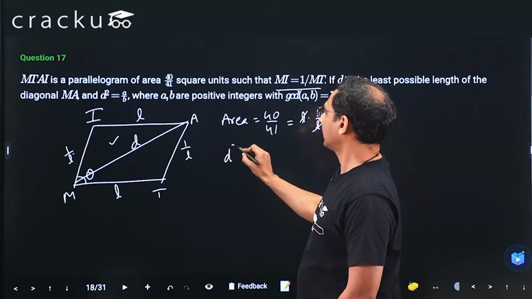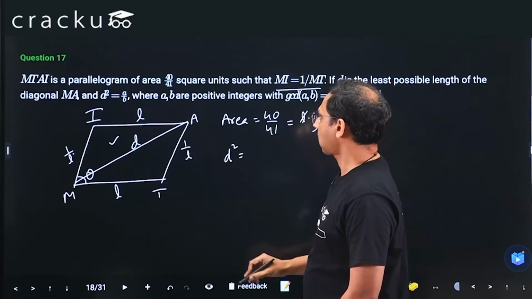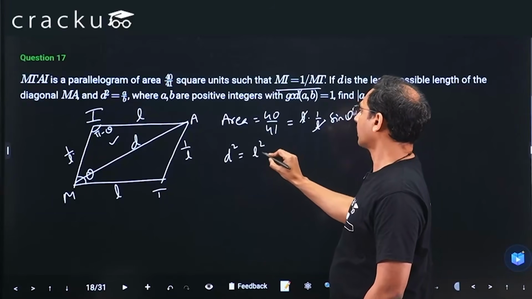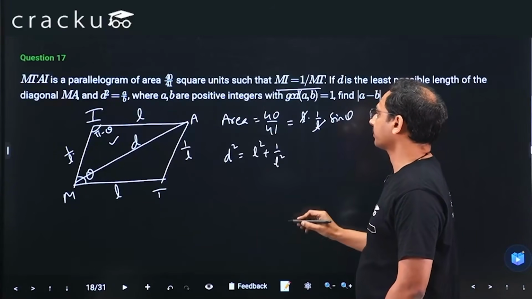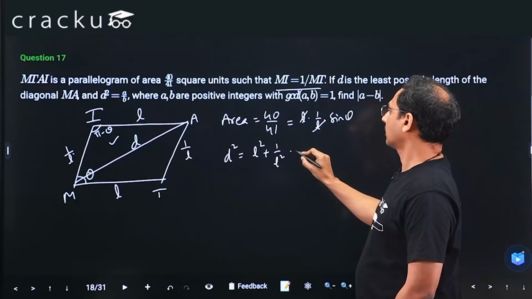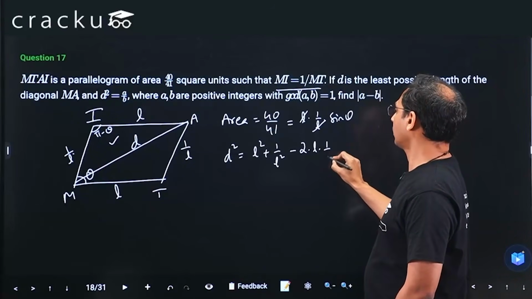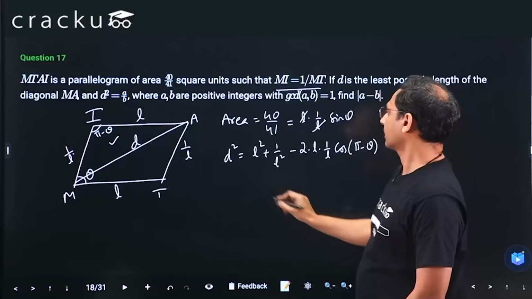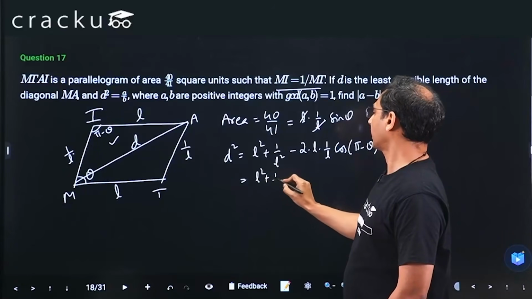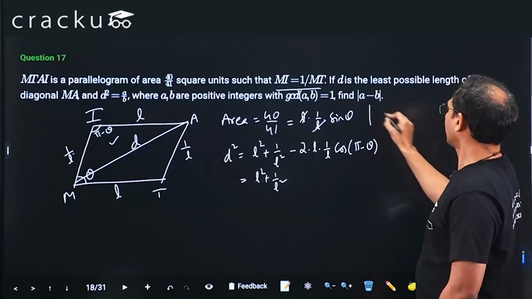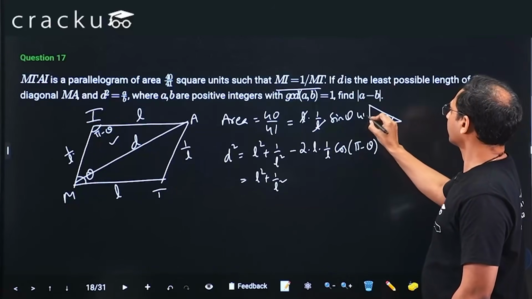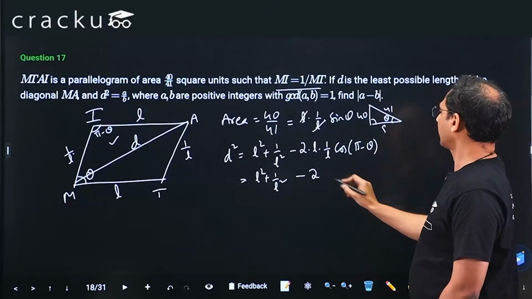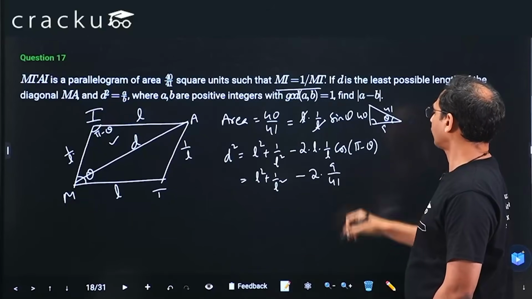So we get d square is equal to, this will be pi minus theta, L square plus 1 by L square minus 2 into L into 1 by L cos pi minus theta. This is L square plus 1 by L square. If sin theta is 40 by 41, this will be 9. Cos theta will be 9 by 41.